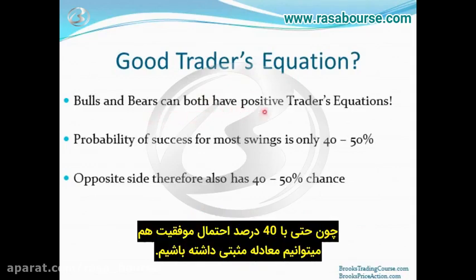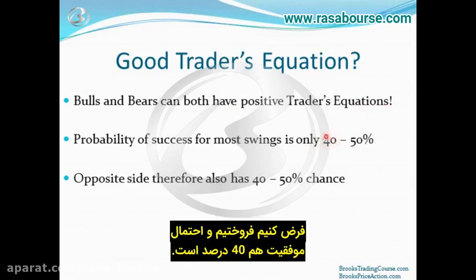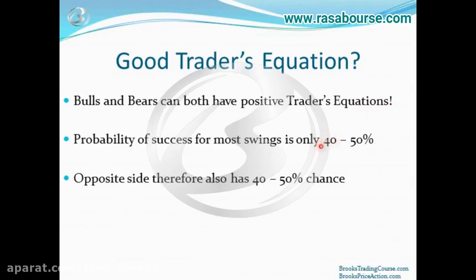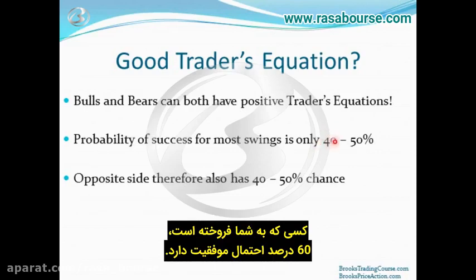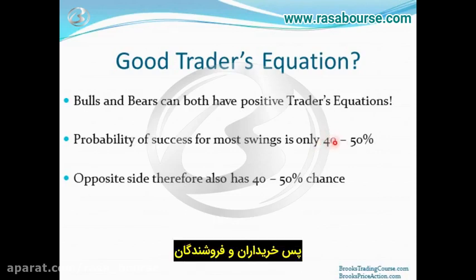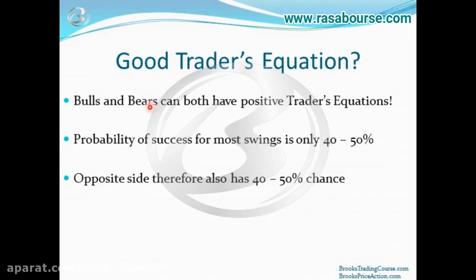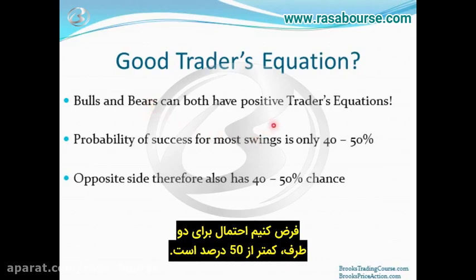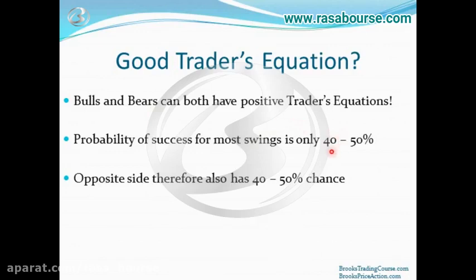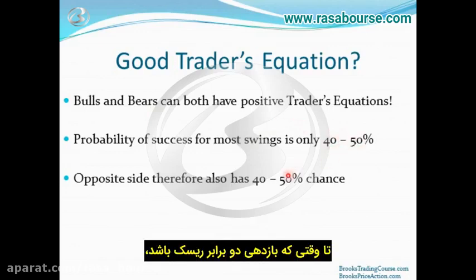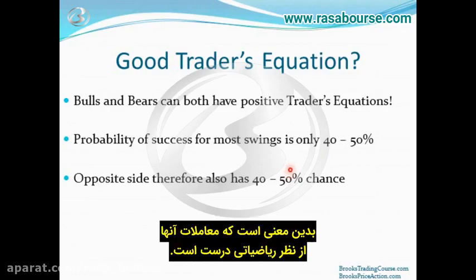Because you can have a positive trader's equation with only a 40% chance of success. That means the opposite side of the trade, let's say you short and you have a 40% chance of success, the person who sold it to you has a 60% chance of success. So you can have both the bulls and bears simultaneously owning positions with positive trader's equations, because let's say both of them have probabilities less than 50%, as long as they're going for rewards 2 times greater than their risk, they are holding trades that are mathematically sound, reasonable trades.